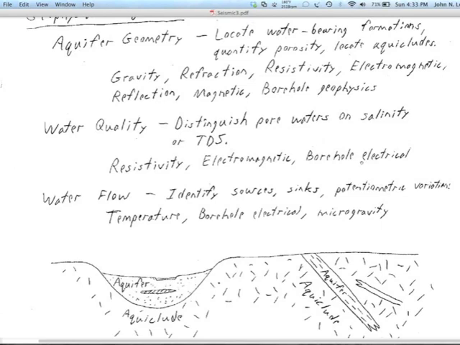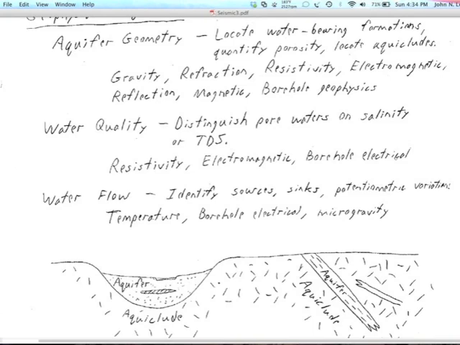Now, just finding a quantity of water is not the end of the story. No one's going to be able to develop that water resource if it doesn't have sufficient quality. There are geophysical ways of distinguishing poor waters on the basis of their salinity or their total dissolved solids. Why is that? Because the higher the salinity, the more conductive the water. So resistivity techniques, electromagnetic techniques, borehole electrical techniques, they're all very useful for assessing water quality.